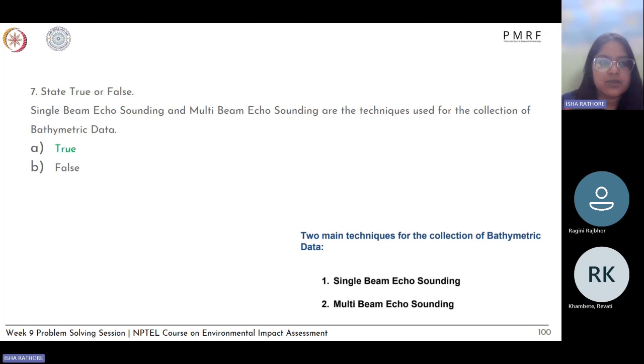So when beams are projected onto the landform which is under the water, to see how far it is and what different kind of variations can be mapped on it. So basically we get an idea of what that landform looks like, the different zones which we saw. So these techniques are used for underwater topography mapping. Single beam echo sounding and multi beam echo sounding are techniques used for collection of bathymetric data. The statement is true. Okay.